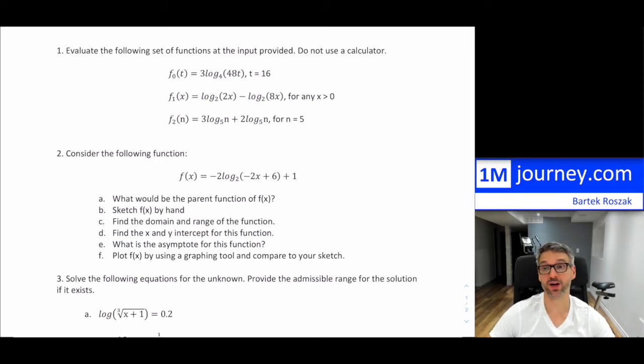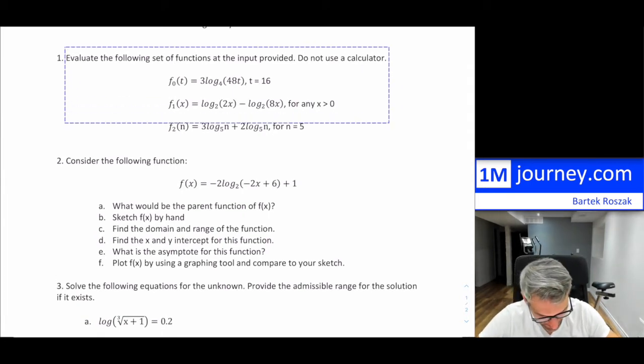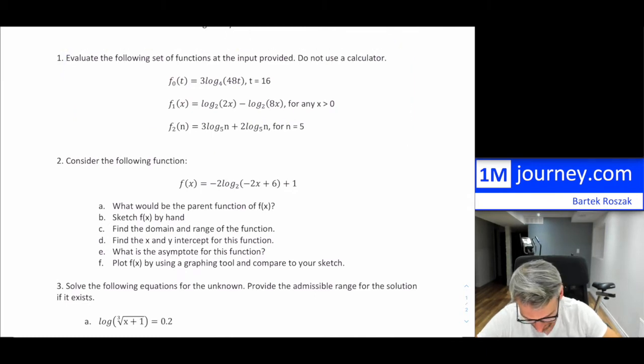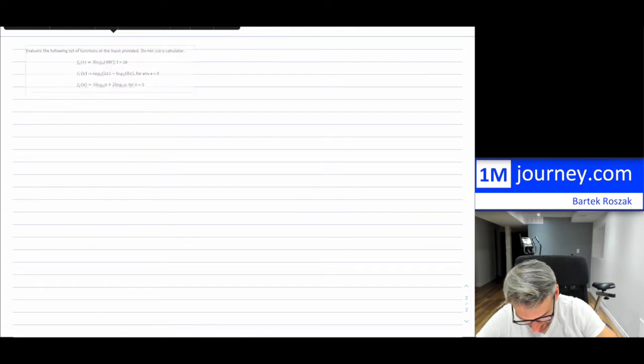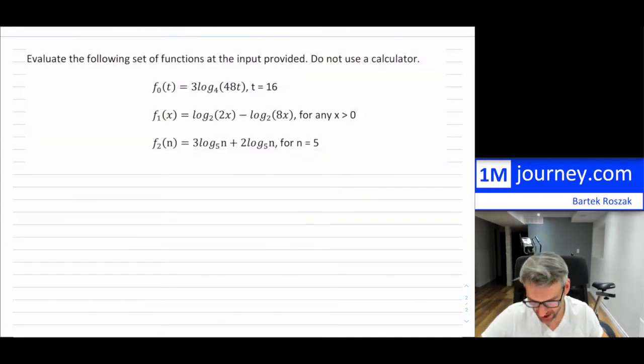Okay, let's kick it off. So question 1. I'm going to copy this question down, bring it right here, like I normally do, and let's try to tackle this. It says, evaluate the following set of functions at the input provided. Do not use a calculator. So basically, we want to be able to just compute it on our own without any calculator. This just tests your understanding of properties and how logs actually work. Okay, so the first one, which is this one right here.